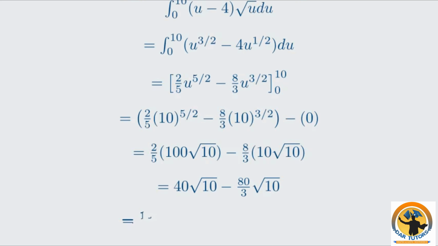Combining these terms, we get 120 over 3 root 10 minus 80 over 3 root 10, which is 40 over 3 root 10. This is our final exact answer.